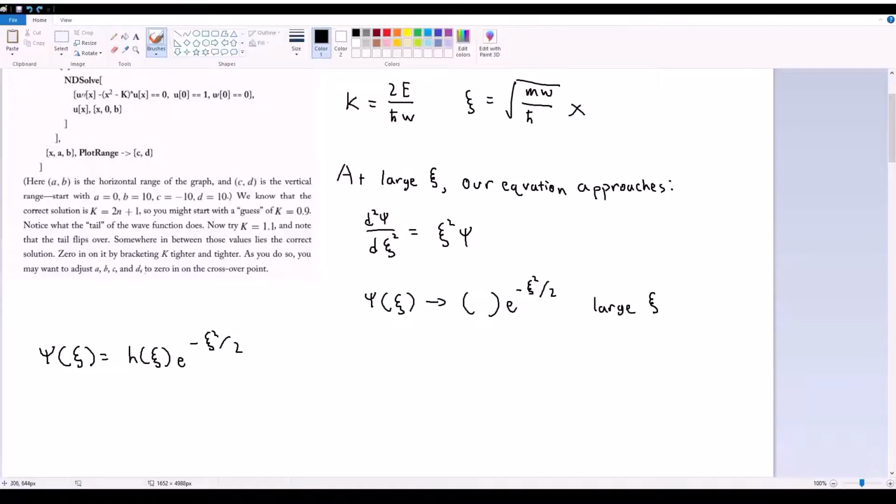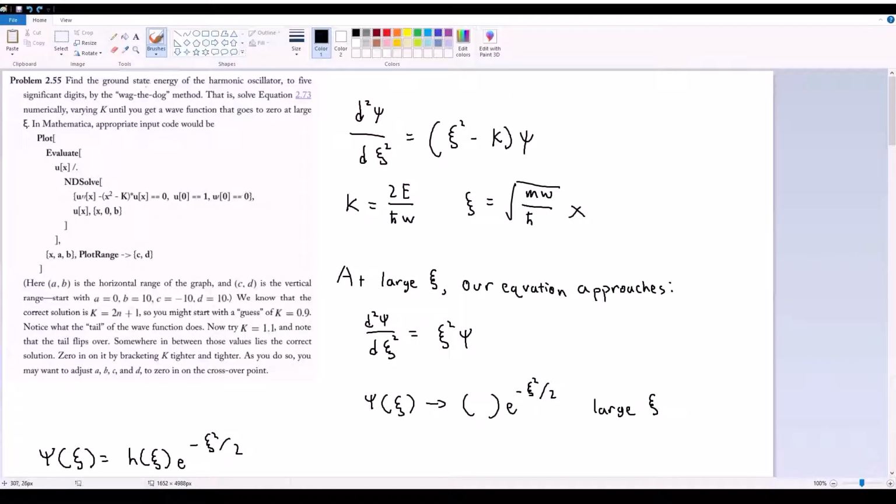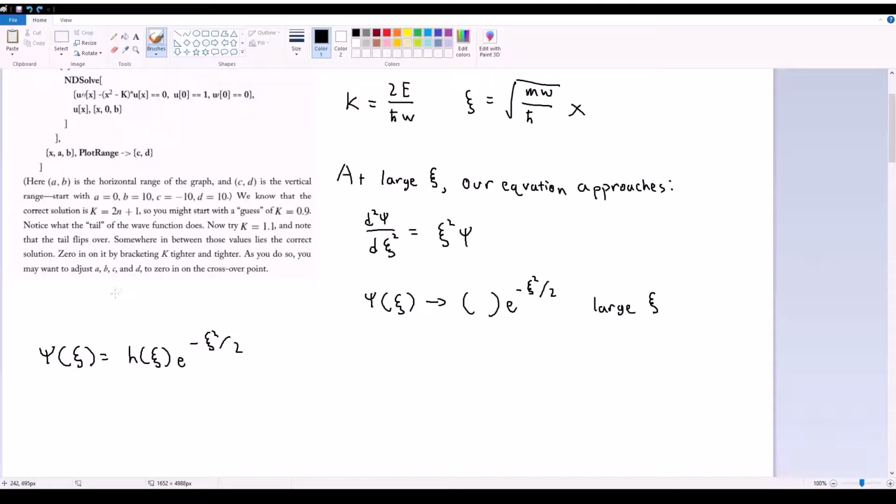Otherwise, this question is asking us to solve via wag the dog, which is to vary K until we get a wave function that does indeed go to 0 at large xi, and therefore that would be the proper value for K, and that would allow us to find the energy. We are given all of this code in Mathematica, so this problem has basically done most of the work for us. However, not everyone has Mathematica. If you're a student, you can get it for free, but if you're not a student, maybe you're studying this on your own, more realistically the code that you'll probably end up using is going to be Python. So I will be doing this in Python.